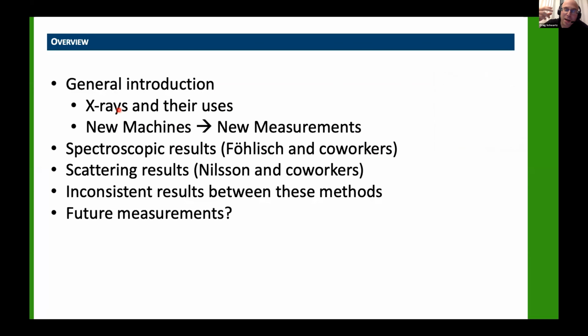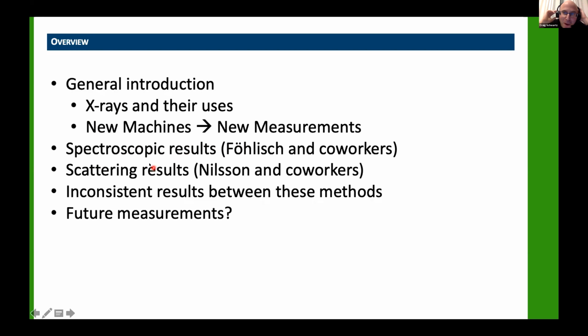I'm going to introduce you to X-ray spectroscopy and the ways we use X-rays, both for spectroscopy and scattering. I'm then going to pivot and talk briefly about why some of these new measurements are able to be made, focusing on the fact that we have some new machines which enable us to do them. Then I'm going to talk in detail about a paper with spectroscopic results on water at ambient conditions from Alexander Föhlisch at the University of Potsdam, and then 2 papers from Anders Nilsson's group at the University of Stockholm.